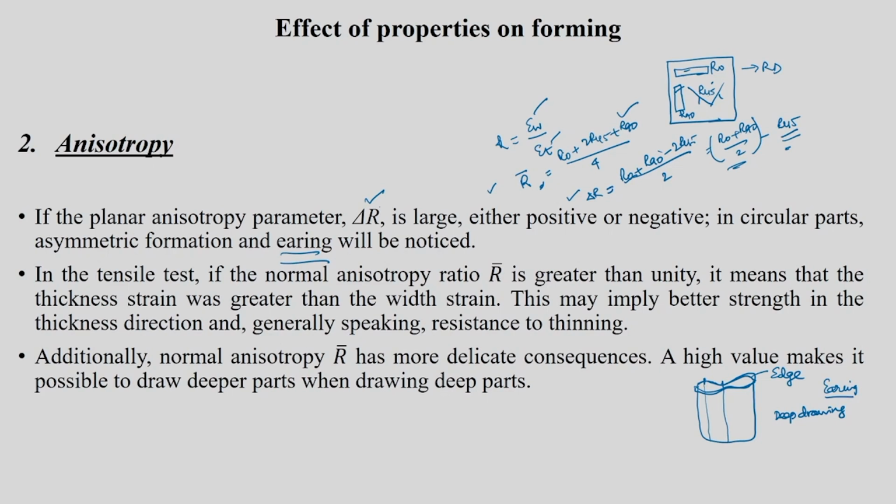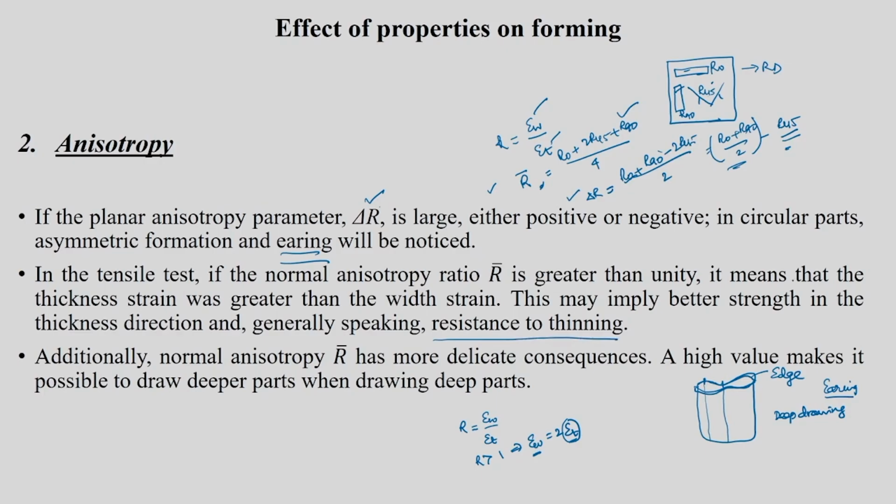R bar is connected to the individual R values. So now a simple analysis will be helpful. Suppose I am taking R greater than 1, let us say R is equal to 2. So epsilon W is equal to 2 epsilon T. That means you are giving deformation to the sheet and you are getting one thickness strain at a particular location, and the width strain is twice that of your thickness strain, which means the thickness strain is smaller as compared to width strain. This implies better strength in the thickness direction. That is why it is strained less as compared to width, which also means that it has got good resistance to thinning.